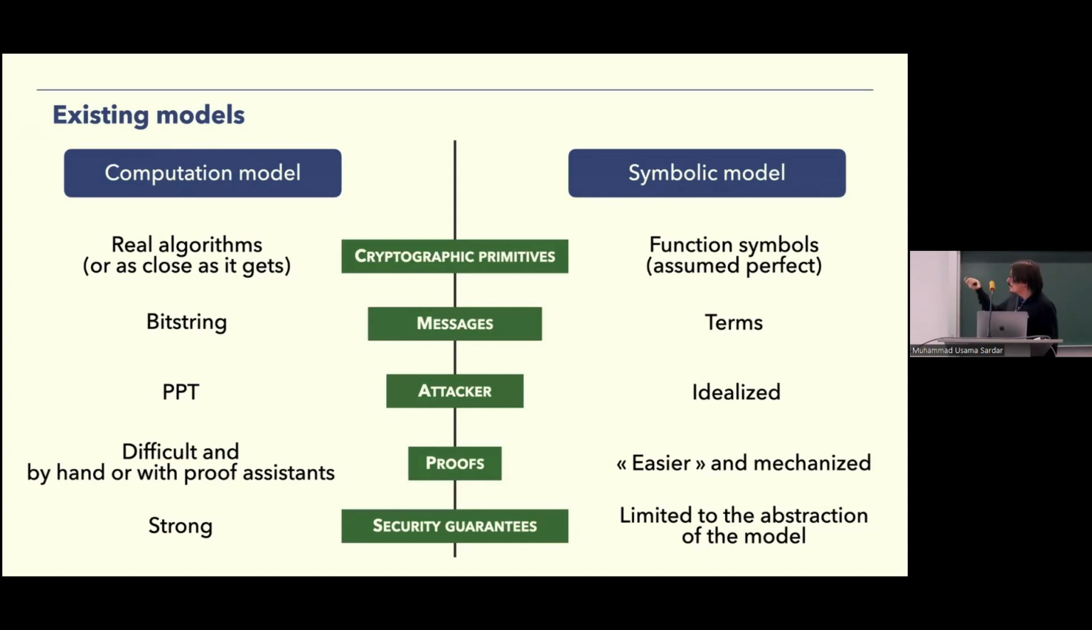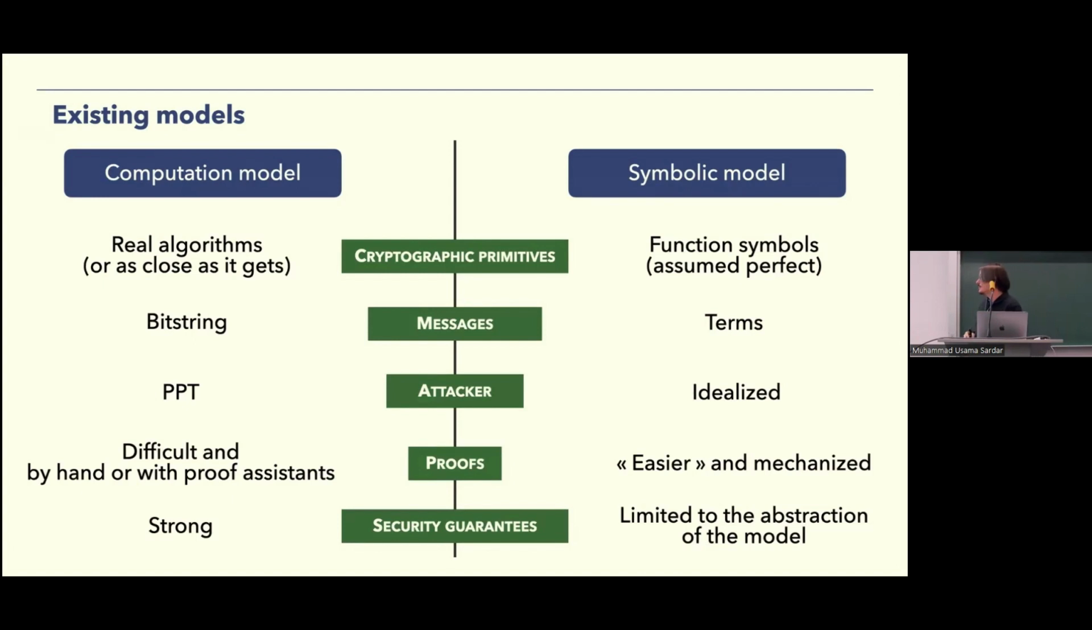And so we will represent them with function symbols. I'm going to delve into this a bit, especially how a message becomes a term. So I'm going to talk a bit more about those terms. Within this context, the attacker is somehow idealized. It's not as powerful as in the computational model, where the attacker is still a probabilistic polynomial-time Turing machine.